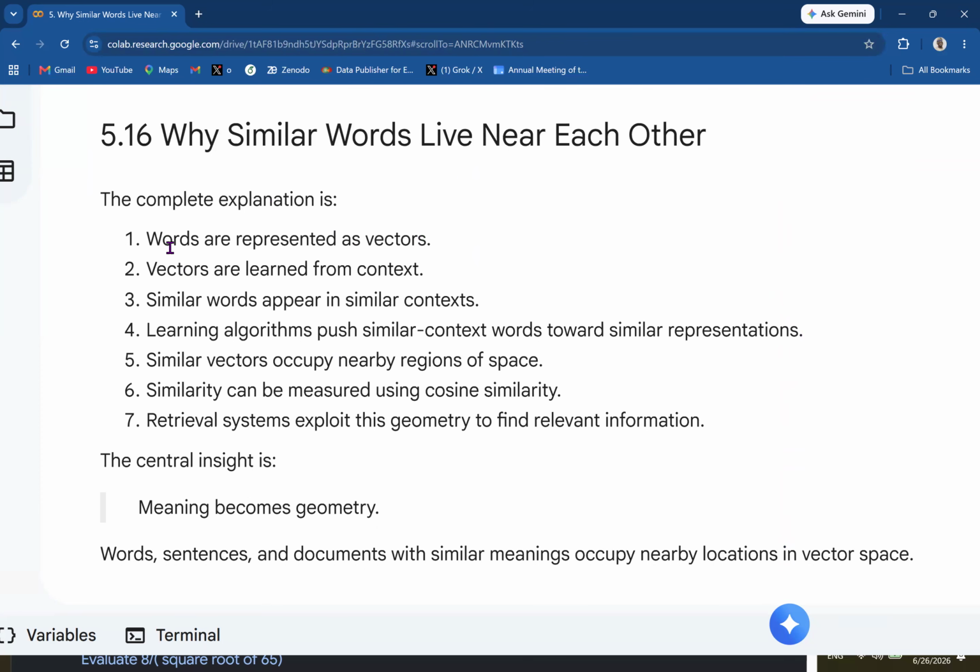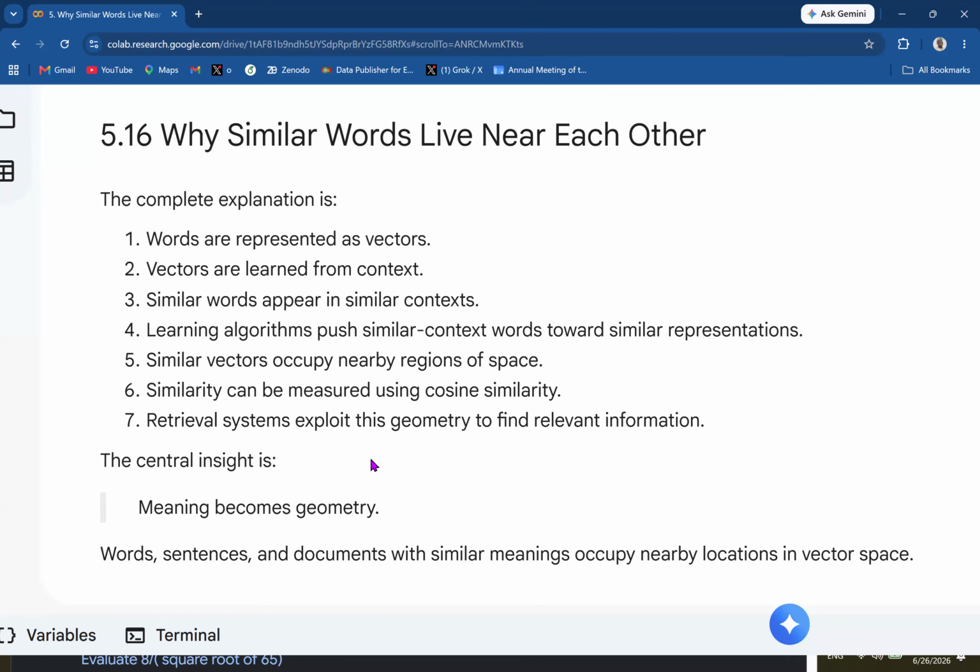So when human words are represented as machine vectors, the vectors are learned from context by the machine. Similar words appear in similar contexts, so the learning algorithm pushes similar context words towards similar representations, because it looks at the occurrence of words in tons of text. Then similar vectors occupy nearby regions of space, and similarity can be measured using cosine similarity. Retrieval systems exploit this geometry to find relevant information.